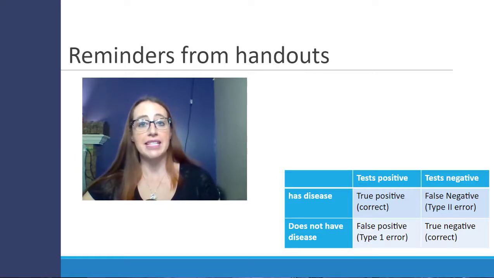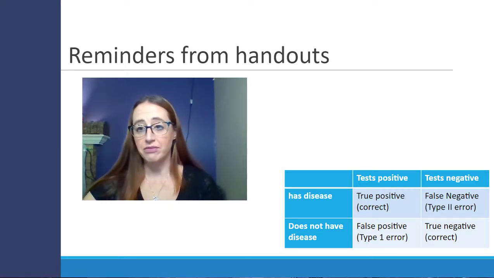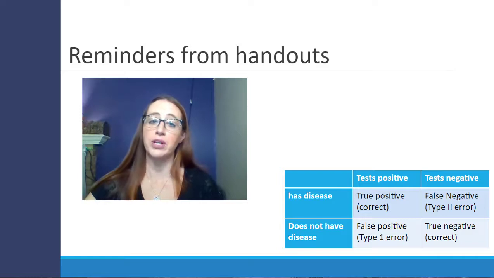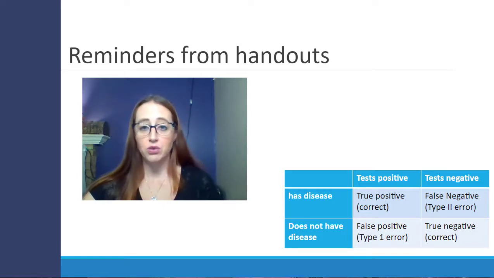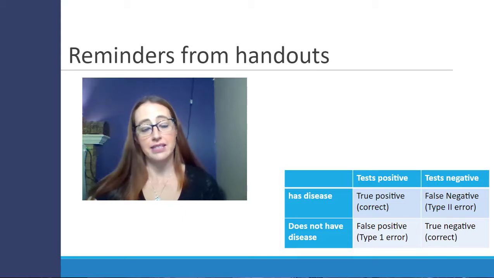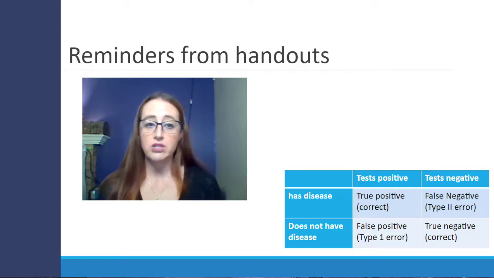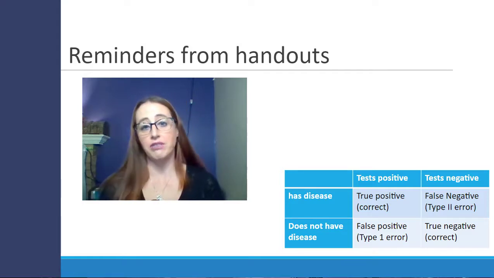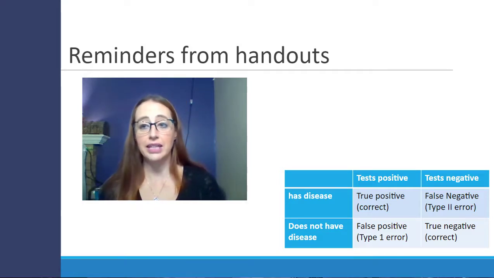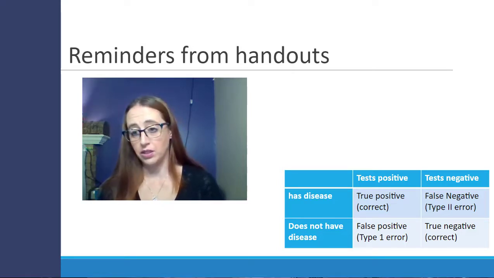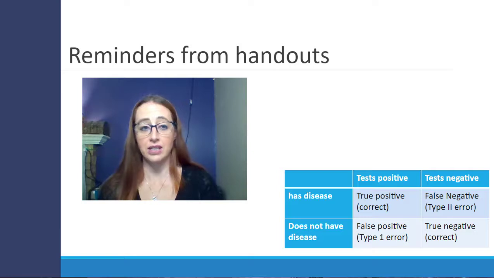I know we talked about these in the handouts, so please see that for more details. But as a quick overview and a quick reminder, sensitivity is the true positive rate. Or in other words, if someone has the disease, how likely is the test to read positive? This is distinct from specificity, which is the true negative rate. Or in other words, if a person does not have the disease, how likely will they be to test negative? Or in other words, how likely is the test to correctly state that they do not have the disease?